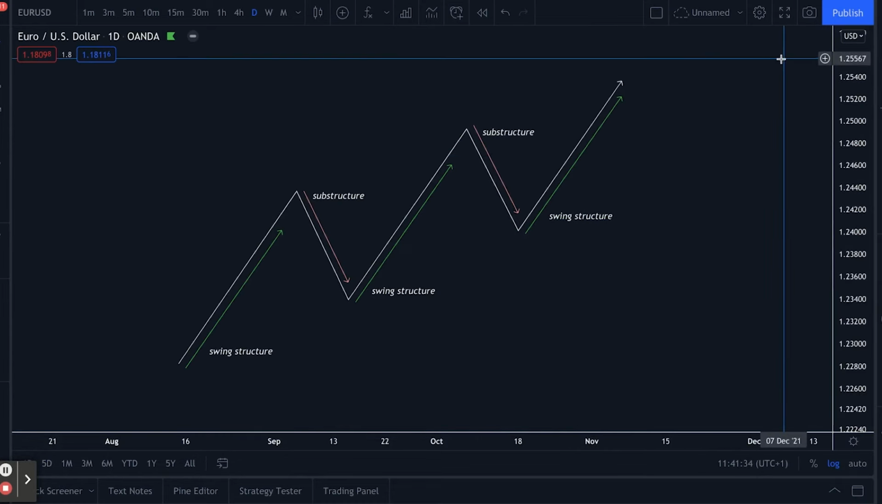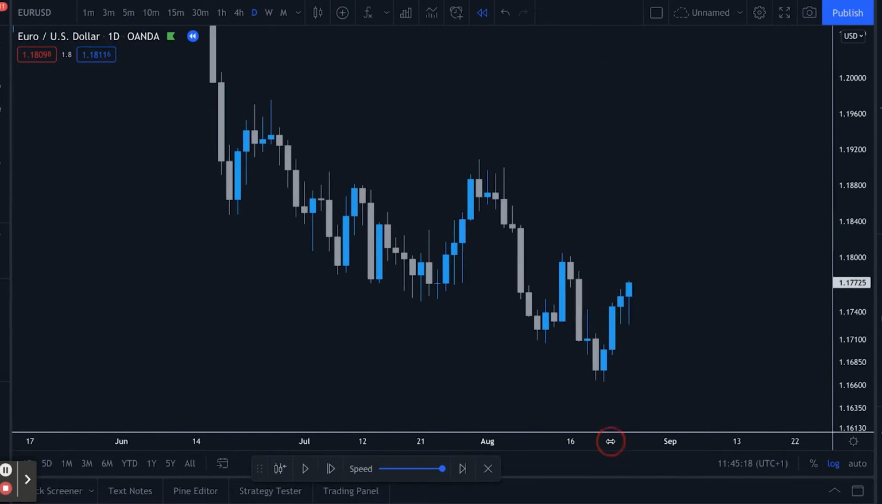So let's actually go and have a look at this on the charts, an example of this, so you can see what I mean by this, and you can hopefully then begin picking up on using the right structure and make sure that you're not trading using the wrong time frames. So in this example, we're going to be looking at Euro USD on the daily chart, and I'm going to show you the difference between the swing structure and the substructure.